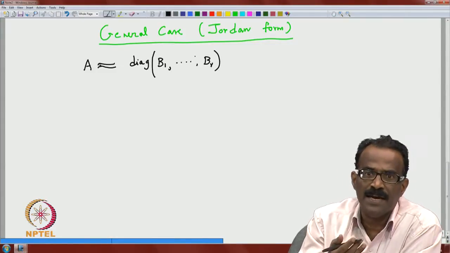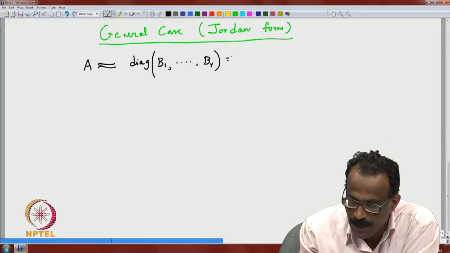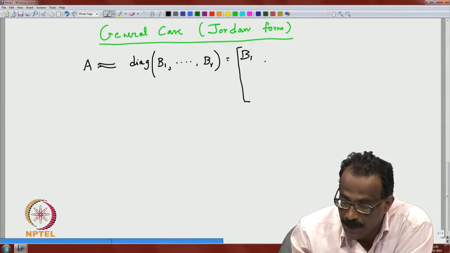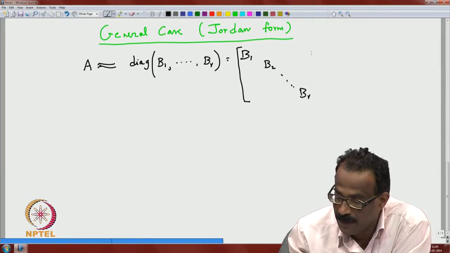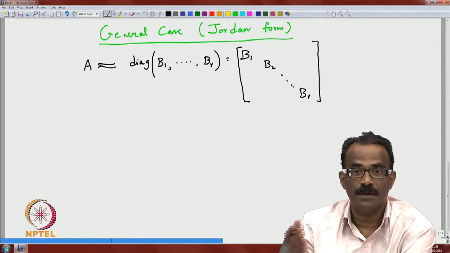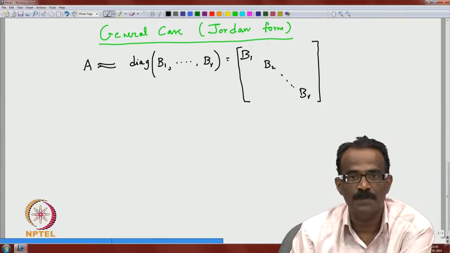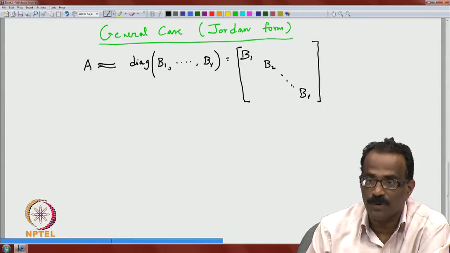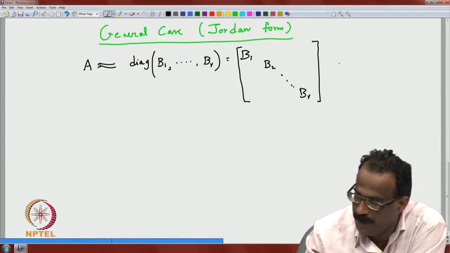Each Bi will have some order. These all belong to a certain multiplicity. So B1 will have some order K1, B2 will have some order K2, and so on, Br will have some order Kr. Of course, K1 plus K2 plus etc. plus Kr will be equal to n, so the total order is an n by n matrix. How does my B look? That is more important. This is called my big B.